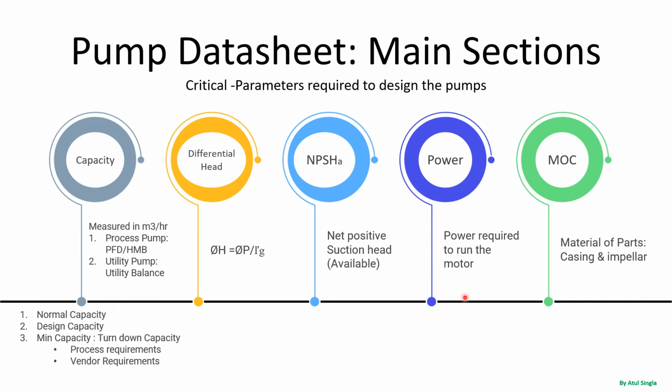Then power required to run the motor. This information will be discussed between mechanical and electrical, and again this can be a part of this process data sheet. Material of construction will also be there, especially for casing and impellers, and in most cases, the material of most of the parts will be decided at a later stage once we start discussions with the vendors.